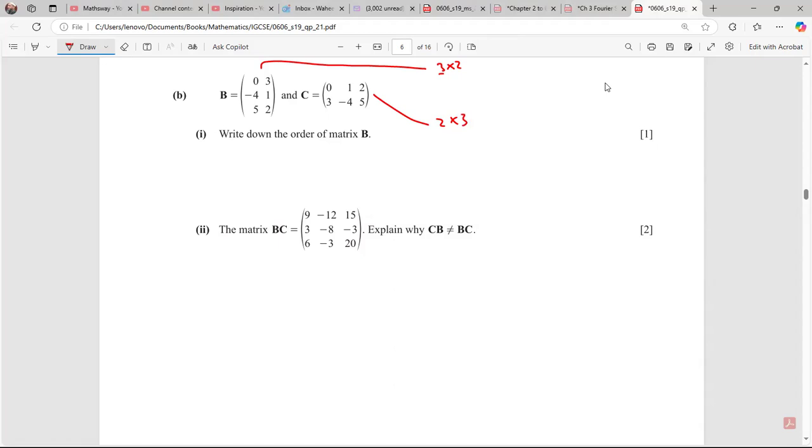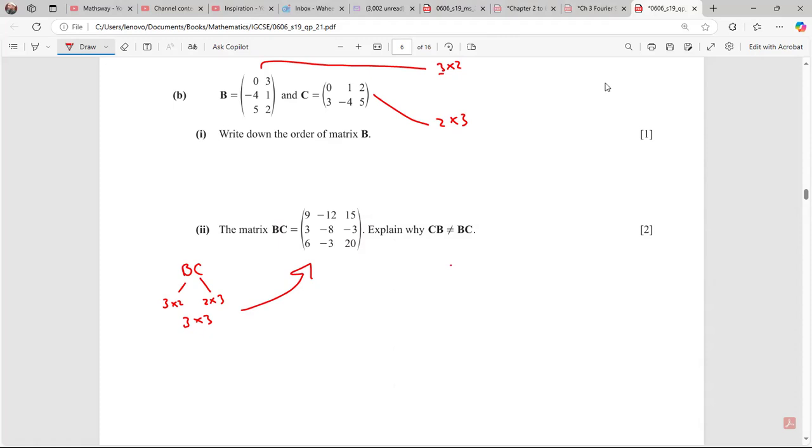Okay, the matrix BC is this. Explain why CB is not equal to BC. Okay, if I make a matrix BC, right? So the order of B is 3 by 2 and order of C is 2 by 3. So the order of BC will be 3 by 3, which we can confirm over here.